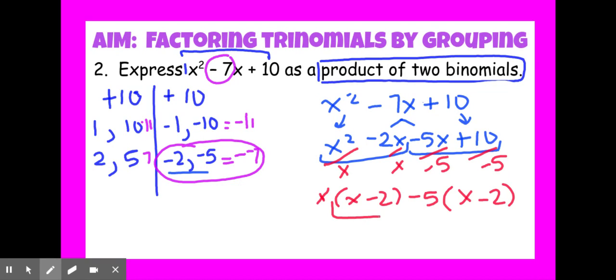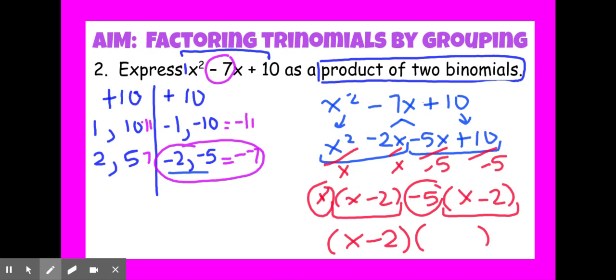And then these two common factors get brought out front. So I get my x minus 2 down here, and then the leftover pieces go inside my other set of factors, x minus 5. Now, don't forget, you can always write it as x minus 5 times x minus 2. They both are okay.